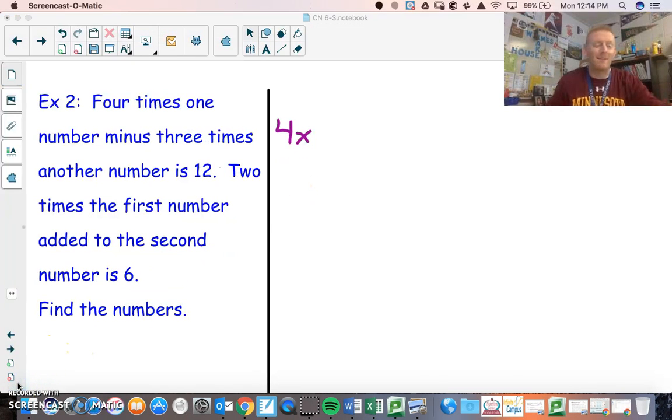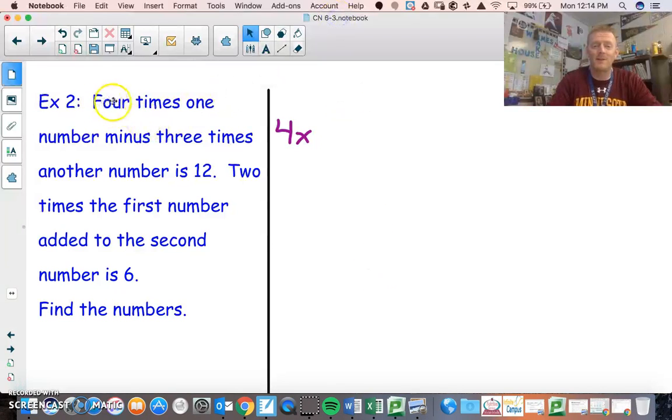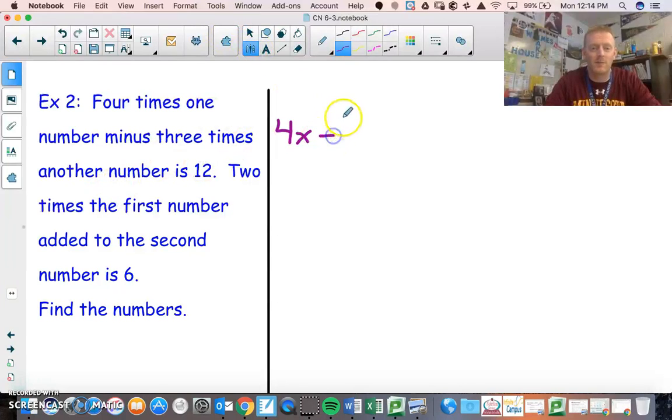All right, so I had to hit a pause button there and fix. There must have been something missing in my notes here. It says 4 times one number minus 3 times another, and that's where we needed to get that information. We're going to call that other number, or the second number, a y.